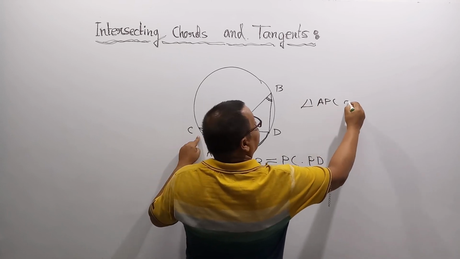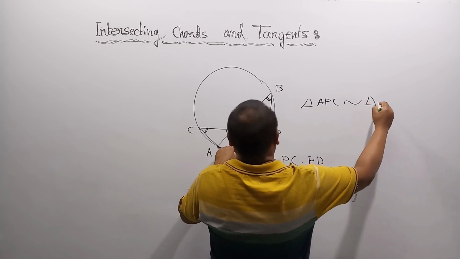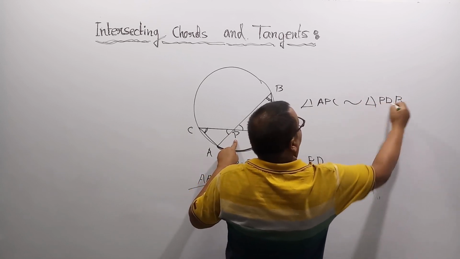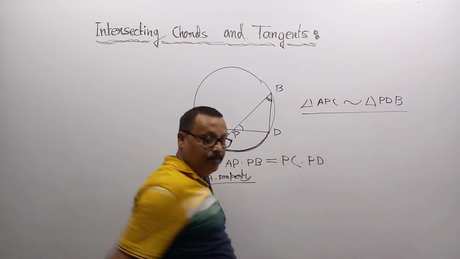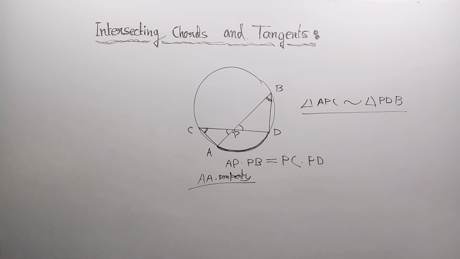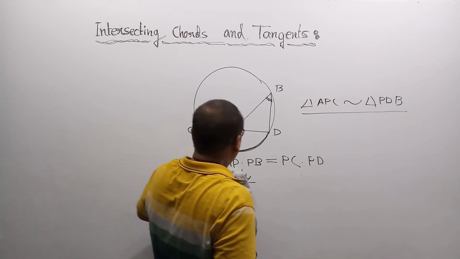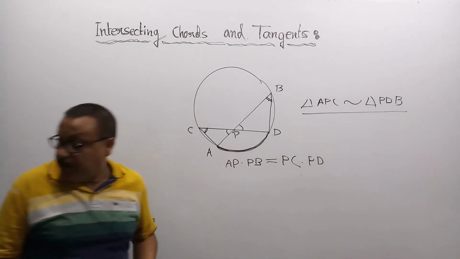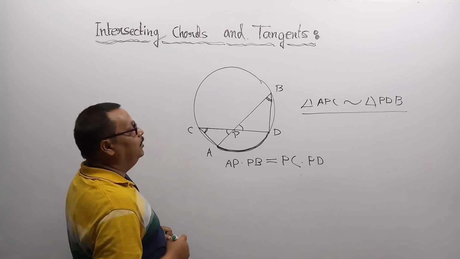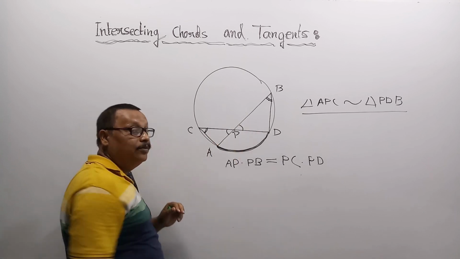So you can write triangle APC is similar to triangle PDB. This symbol is the symbol of similarity. You got this. If two triangles are similar, then we can tell their corresponding sides are what? Proportional. Right? Proportional. So, what are the corresponding sides for these two triangles?